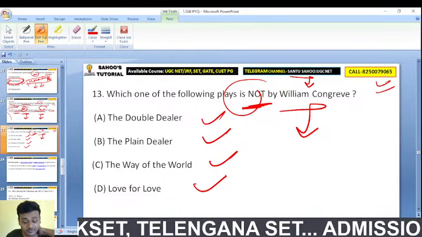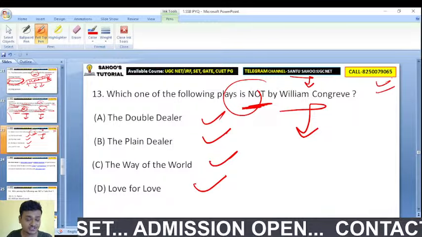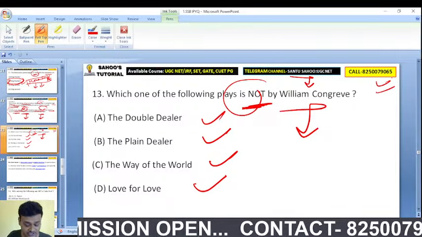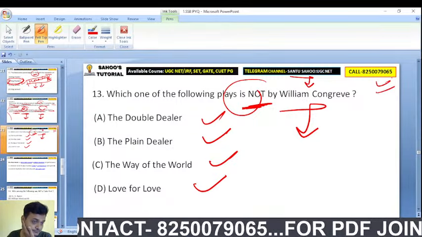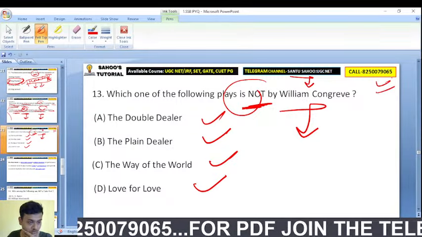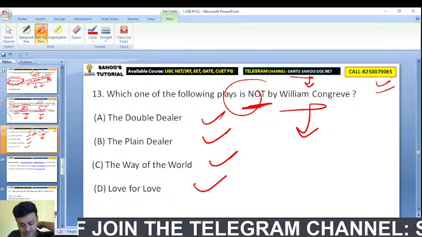Here is question number 13. Please do answer in the comment box. In the evening session, there will be a session where I will be covering Canadian literature. And I am hoping to make videos on paper one as well in the afternoon session.